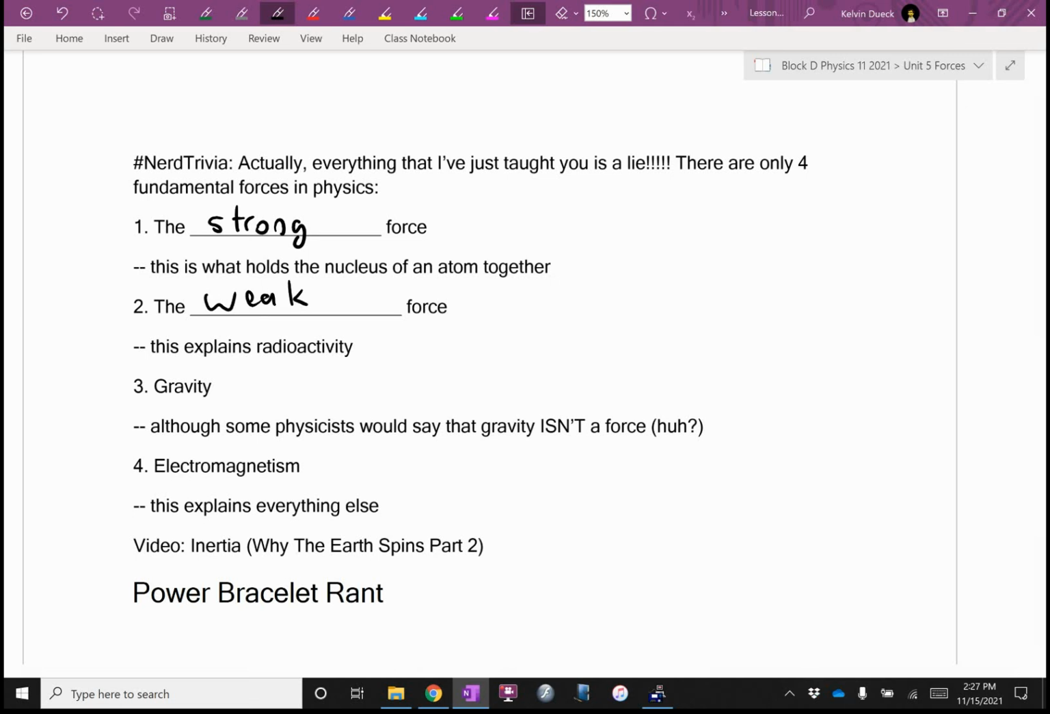Okay. Then there's gravity. Although you might recall from special relativity, I talked about general relativity, and I said some physicists would say gravity is not a force, it's a curvature of space-time. And then there's electromagnetism, which explains everything else. So pretty much all the forces that I'm doing with you are some variation of that 4th one. But we're not going to dive down to that quantum level every single time.